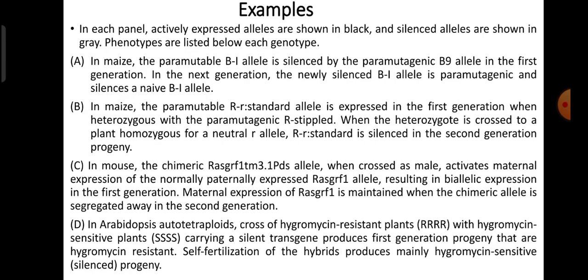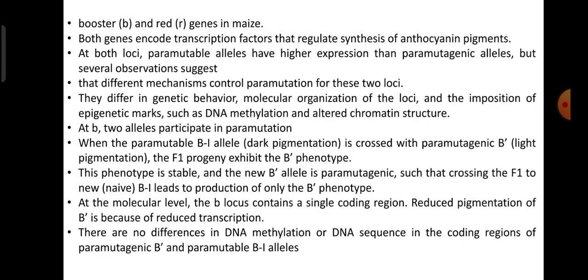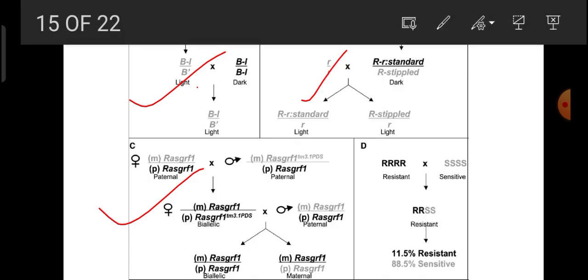And the fourth example is in Arabidopsis autotetraploids, where a cross of hygromycin resistant plants with hygromycin sensitive plants carrying a silent transgene produces first generation progeny that are hygromycin resistant. Self-fertilization of the hybrids produces mainly hygromycin sensitive progeny. Okay. The last figure, this one. What will happen? Resistant and sensitive are crossed, and in F1 you get resistant, and in F2 when it is selfed, what do you get? You'll get more of the sensitive kind.